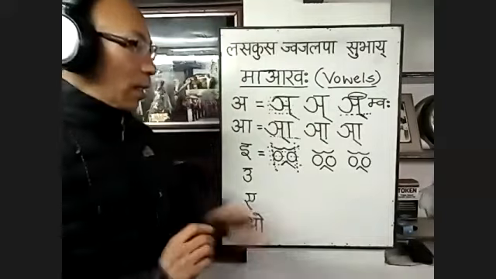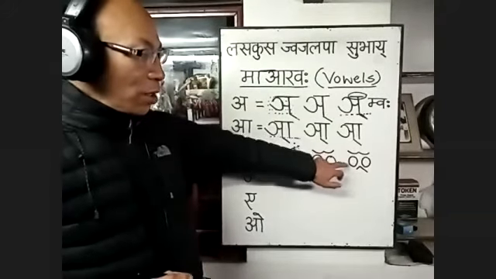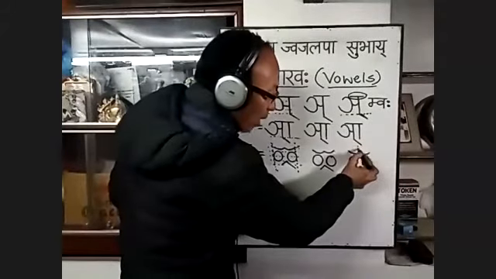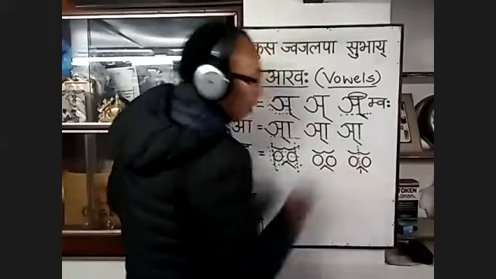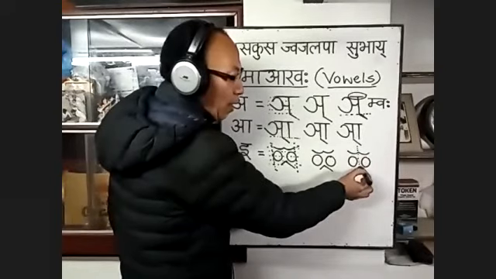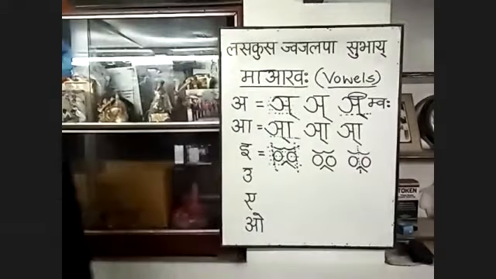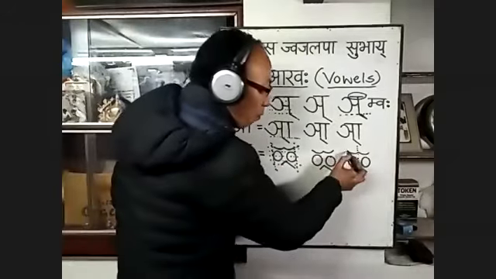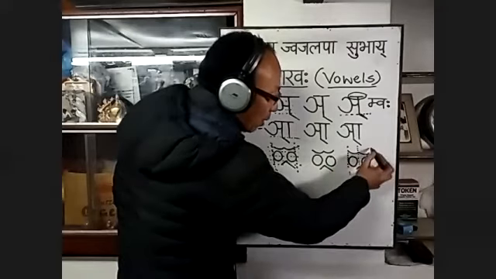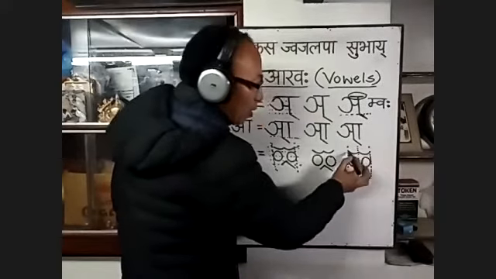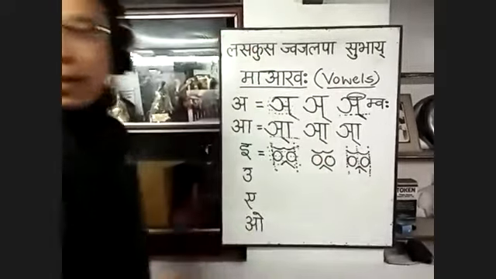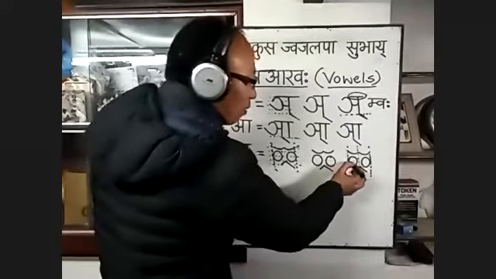So make sure that this line doesn't touch these circles, and this line doesn't touch the circles. So it should be at the middle of these two circles, this and this, at the middle of this. And it shouldn't go far beyond this space. These are not supposed to go too far from this space. I mean the outer line of the circle.